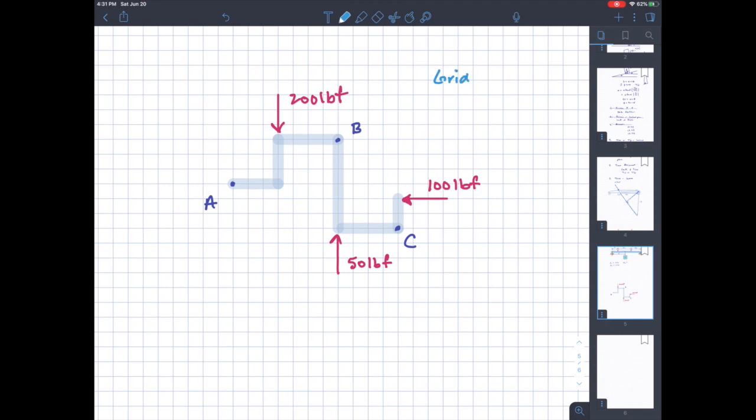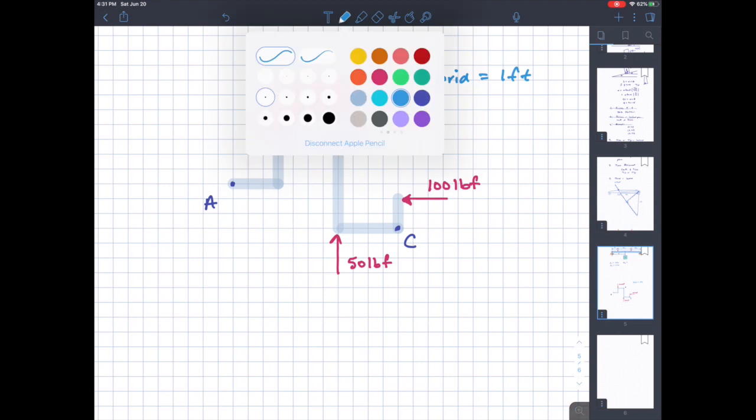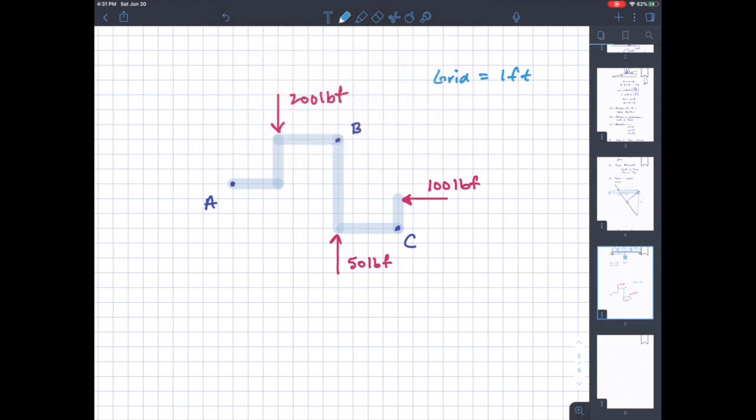Okay, so let's assume that all the points on the grid here are 1 foot apart. Grid spacing 1 foot. Okay, so if this is a rigid structure and I pinned this structure at point A on a pin and applied these forces, how much torque would be at point A? That's the question.